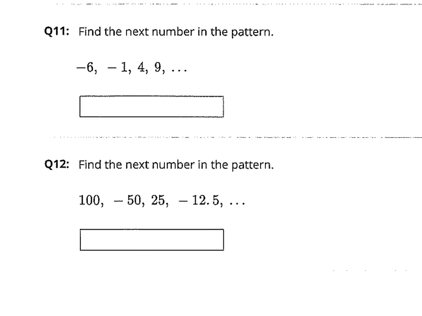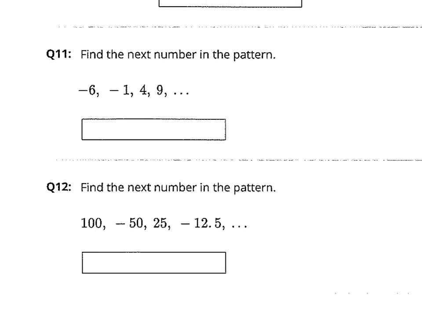Number 11 and 12, we're finding the next number in the patterns. So how are we changing from -6 to -1 to 4 to 9? Numbers are getting bigger slowly. I'm going to guess we're adding something. Okay, and make sure you write the next number in the pattern.